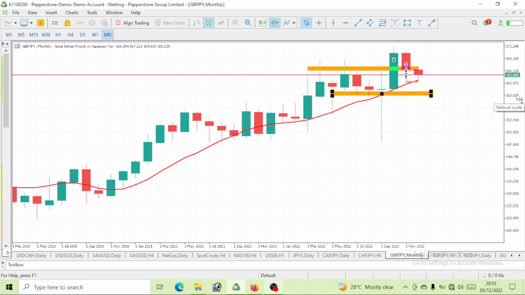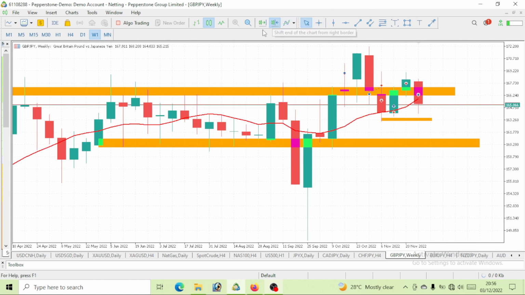It now sits at 165.066, so we would want to see this price drop to a level of 160.020 by the time this month ends. I'm talking about the monthly time frame here. So for GBPJPY this month, we'll be expecting a bearish move.